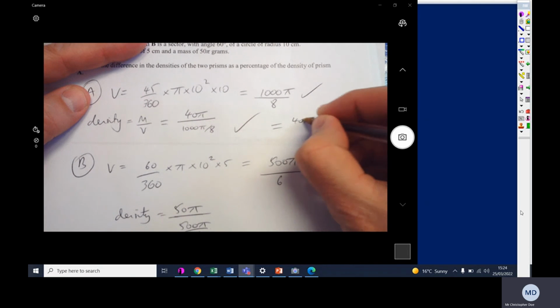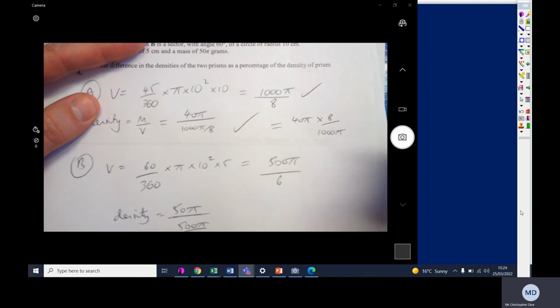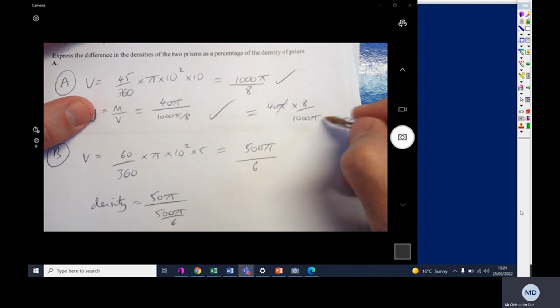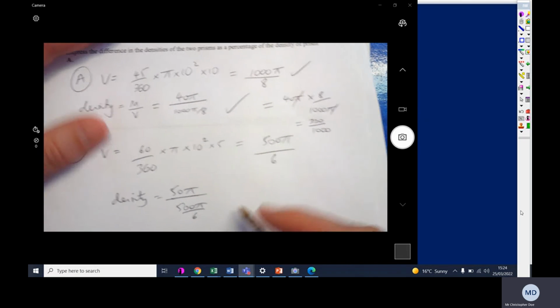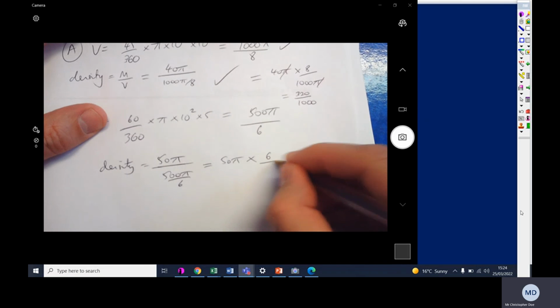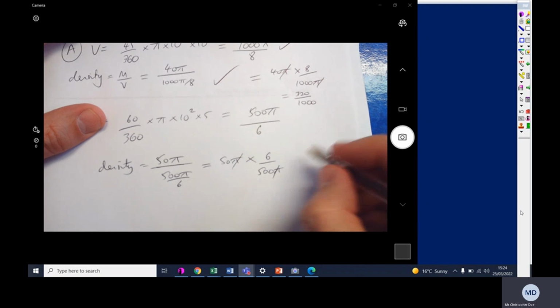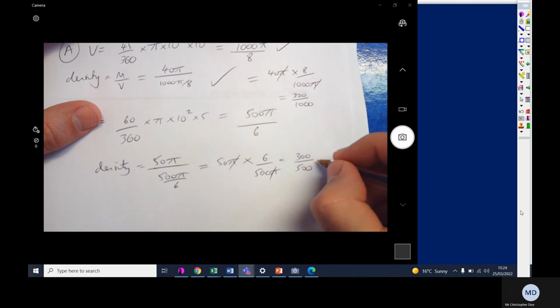So we're doing 40 pi, instead of divide, it's times, turn it upside down, 8 over 1000 pi. Pi's cancel off because there's a pi on the top, pi on the bottom. So we're going to get 320 over 1000. The other one, it's the same sort of thing. We do 50 pi, turn it into a multiply, put the 6 on the top and the 500 pi on the bottom. Pi's cancel off. What can I do here? 300 over 500. It will cancel down. Let's change it to be 600 over 1000.